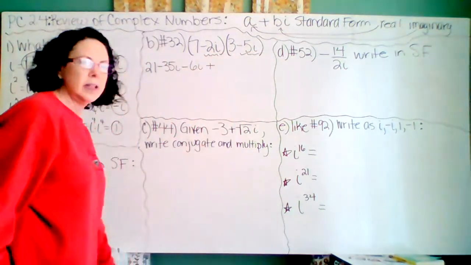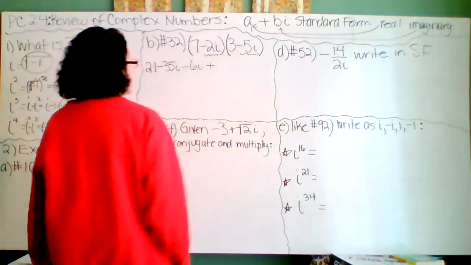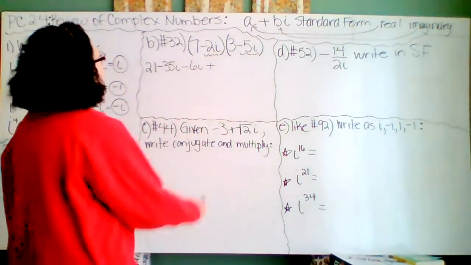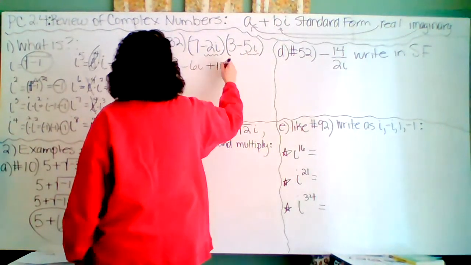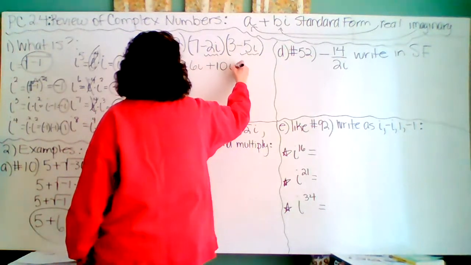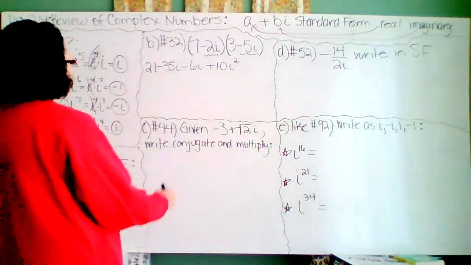Let's look at this carefully. Let's break it into 3 pieces. A negative times a negative is a positive. 2 times 5 is 10. i times i is i squared. All right, let's simplify this.